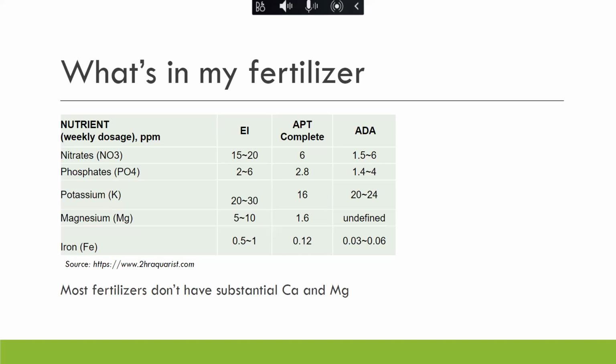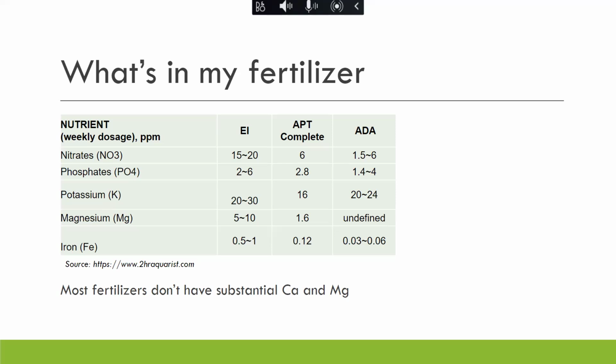Remember, the water that's coming from your tap has quite a lot of calcium and magnesium in it, and we talked about those ratios, if you remember. So sort of 6 to 1 all the way to 2 to 1. That's calcium to magnesium.